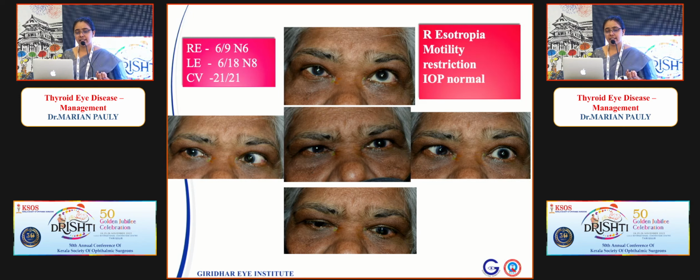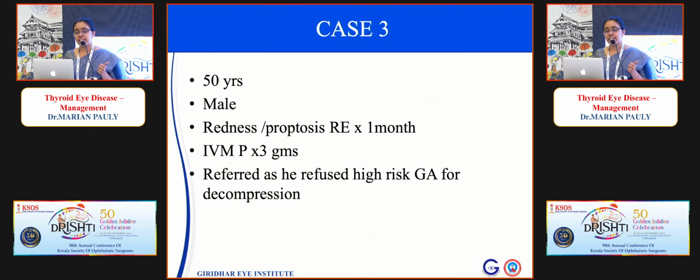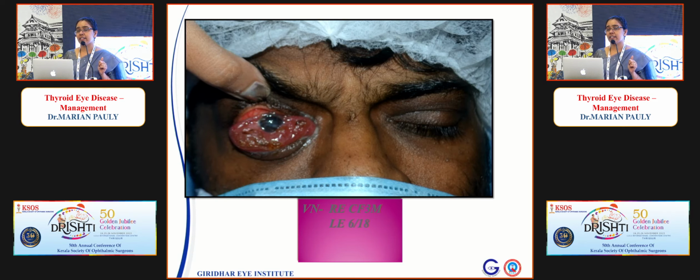She has got 6/9 and 6/6 in the right eye and 6/18 and 6/18 in the left. Fundus also has improved. See the improvement in disc edema. So in each case, you need a graded approach. So, 2 minutes. This is another case, a 50-year-old, IVMP 3 grams, proptosis, again referred because of high risk for decompression. He's a known case of chronic kidney disease on dialysis.